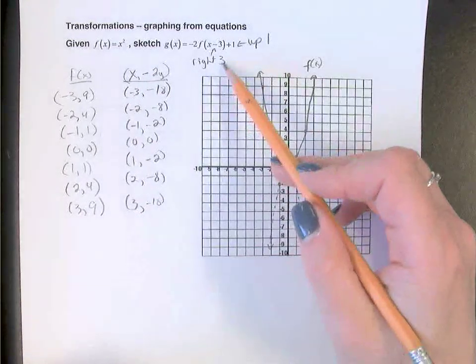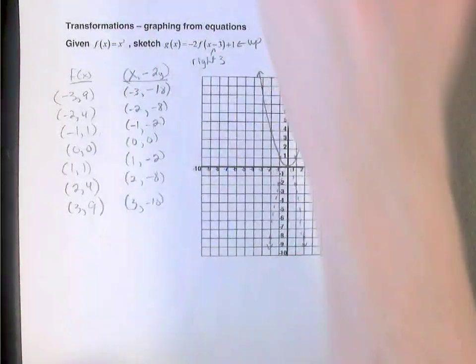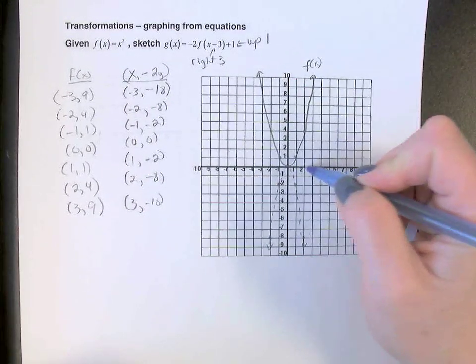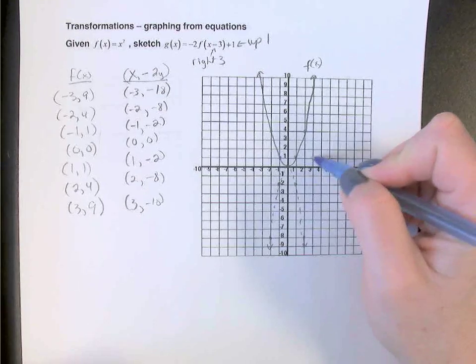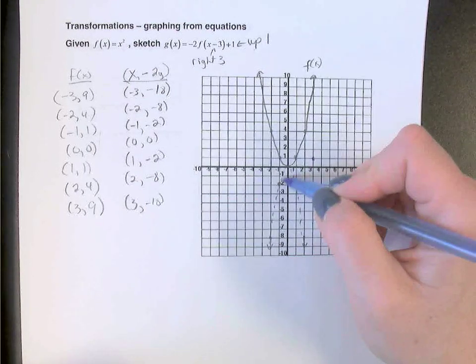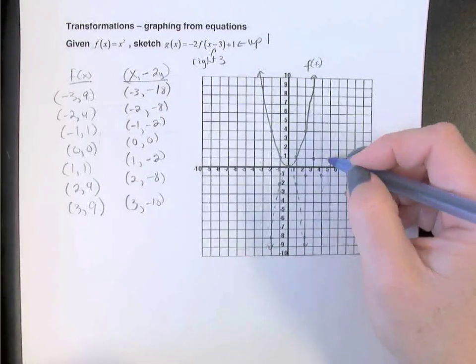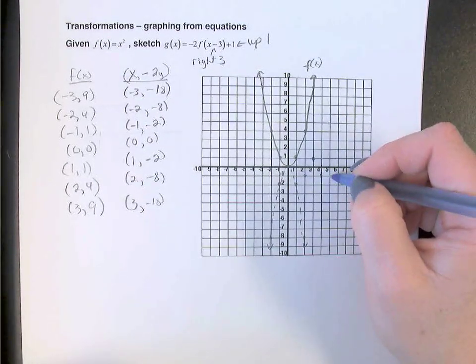Now I need to move this right 3 and up 1. So I'm going to use my final answer. I'll make this a little bit darker here. So 1, 2, 3, right, up 1. I can move each point, or I can just keep that general shape of over 1, down 2, over 2, down 8.